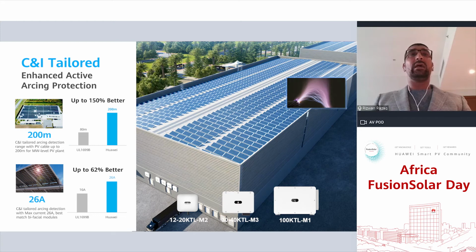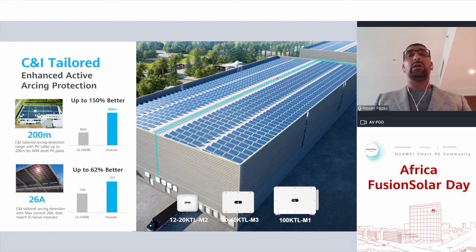So, C&I tailored enhanced active arcing protection. One of the constraints with C&I projects is the cable length. The cable length from the PV string itself going back to the inverter can be quite long on the larger C&I projects. AFCI is limited to a particular length and also a particular current limit. That's to the UL 1699B standard, and as you can see there, it's limited to 80 meters and a current of around 16 amps.